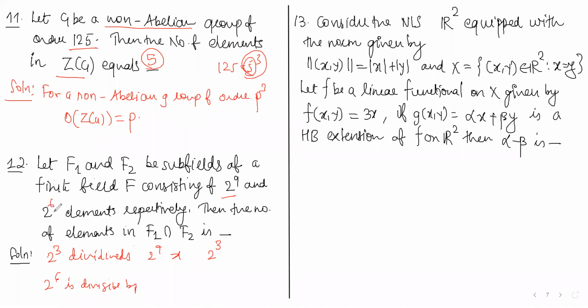It's 2 power 6, and 2 power 6 is divisible by 2 power 3 as well as 2 power 2, because 3 and 2 both divide 6. So its subfields will have order 2 power 3 and 2 power 2. But what they want is the number of elements in F1 intersection F2. So the intersection is this 2 power 3, and it has 8 elements. So the answer is 8.